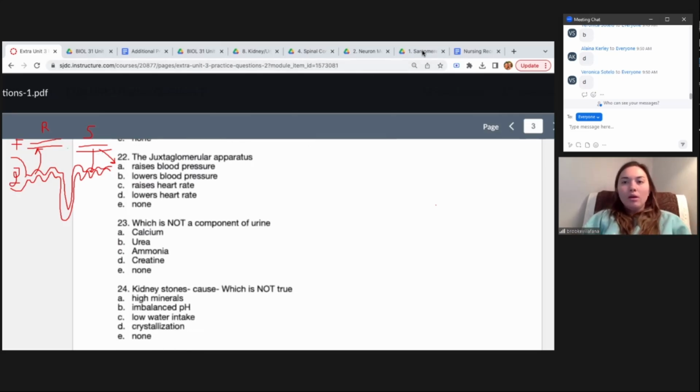Okay, question 22, the juxtaglomerular apparatus. What does the juxtaglomerular apparatus do?